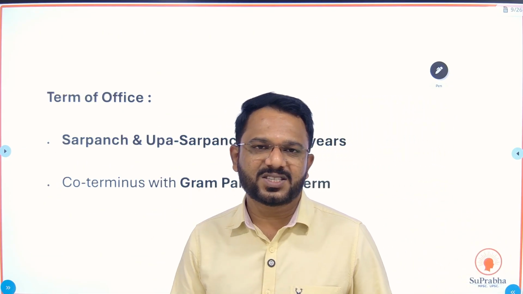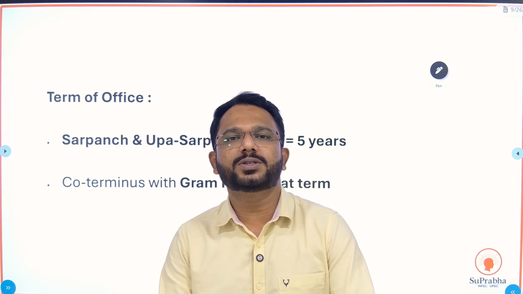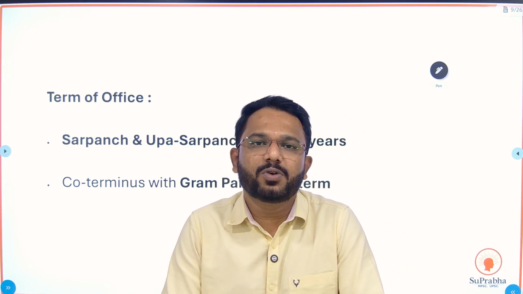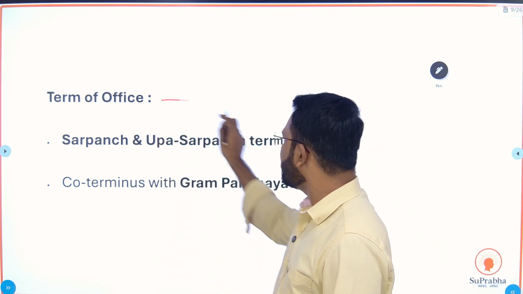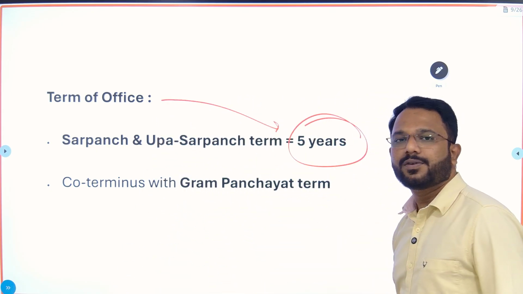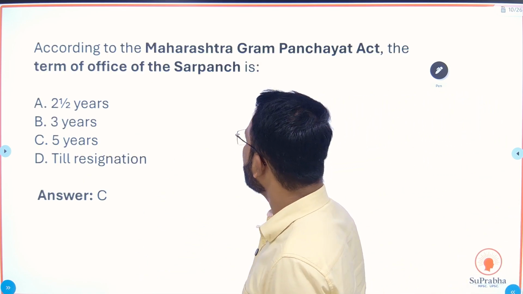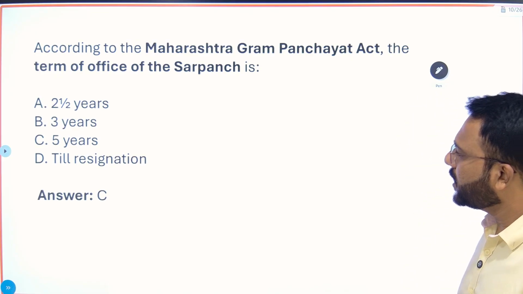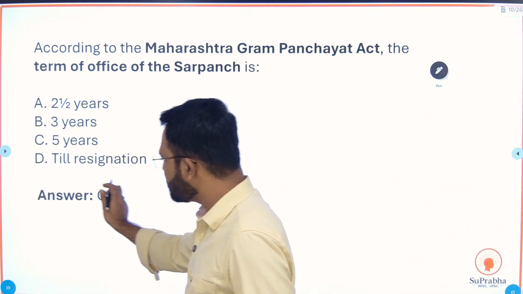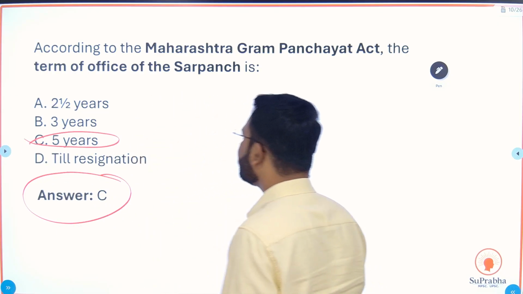The next slide is term of office. So the term of Sarpanch and Upsarpanch is coterminous to the Gram Panchayat, and the term of Gram Panchayat is 5 years. So the term of office for this post is 5 years. Here is the PYQ. According to Maharashtra Gram Panchayat Act, the term of office of Sarpanch is, okay, so the answer is option number C, that is 5 years.